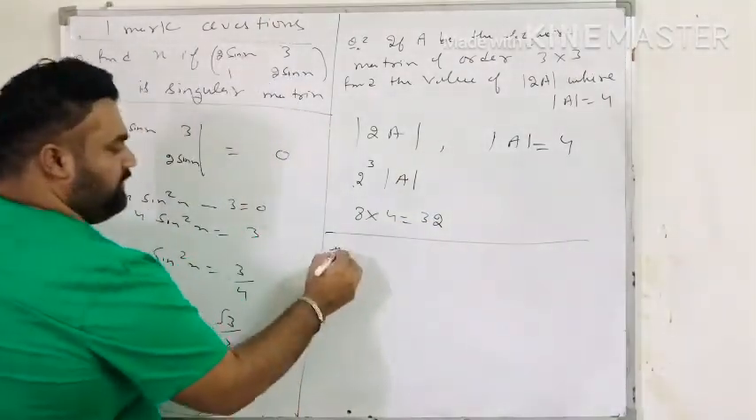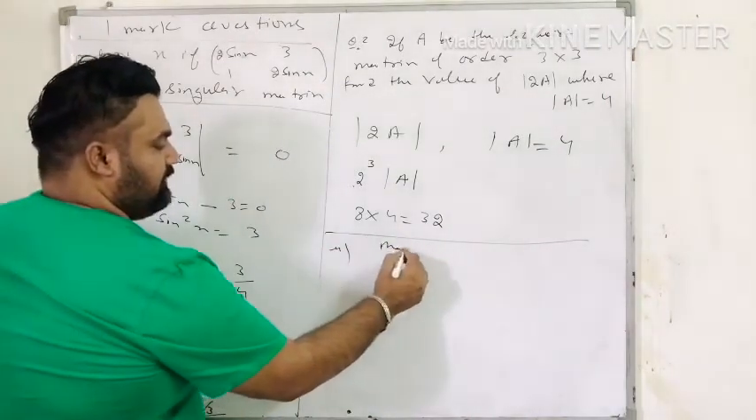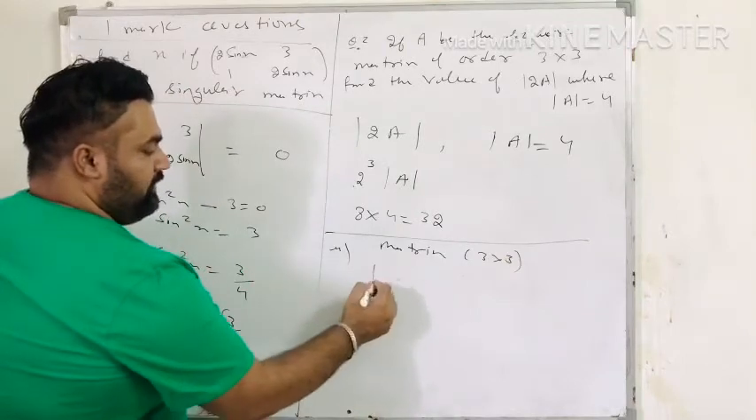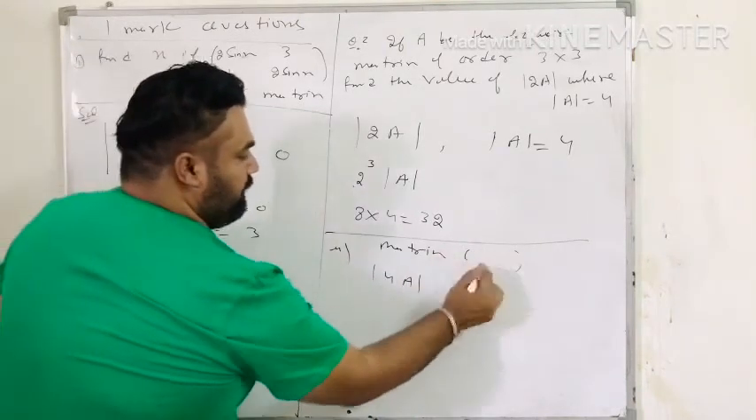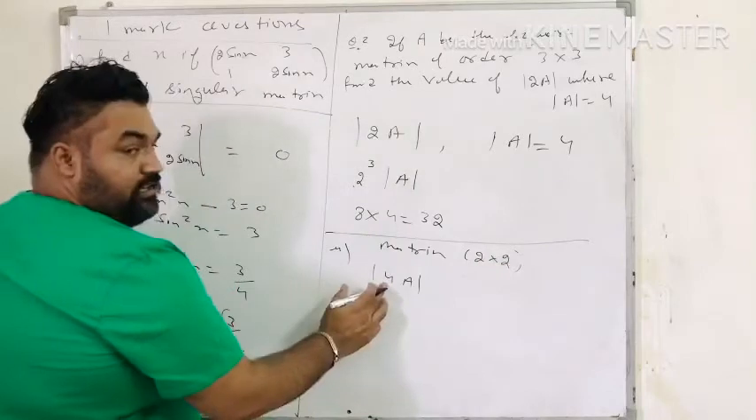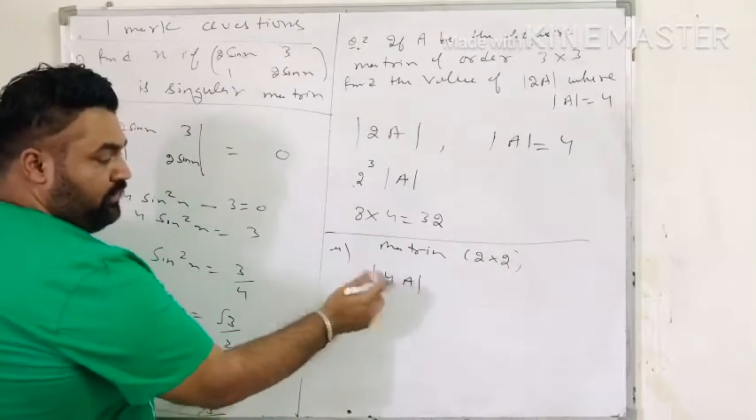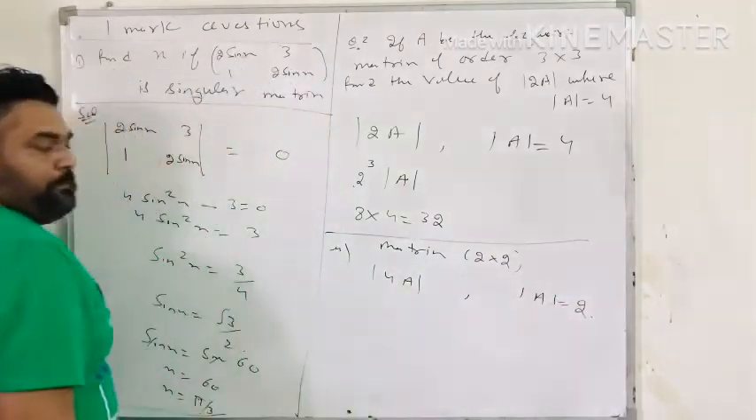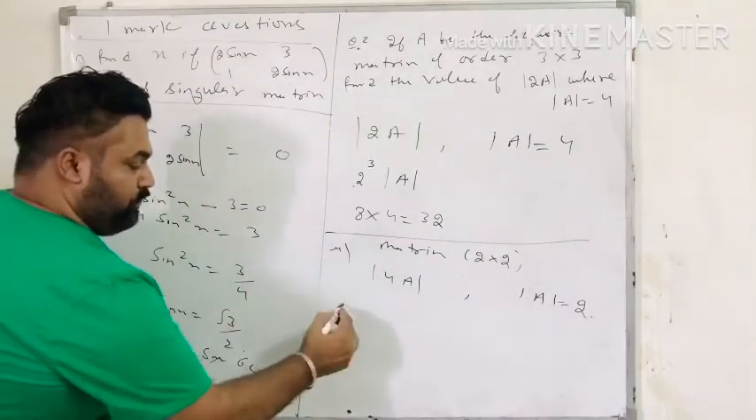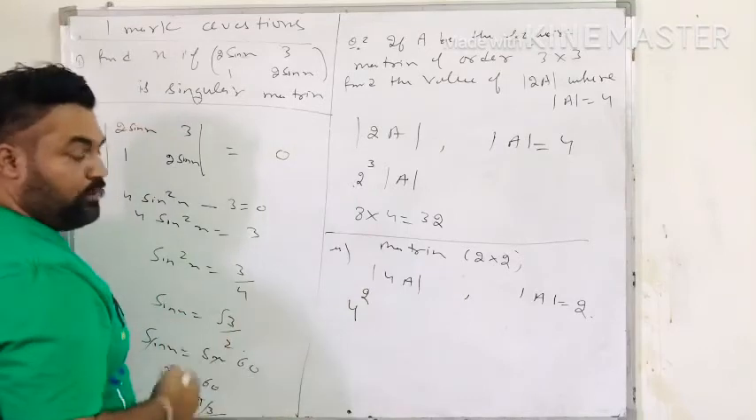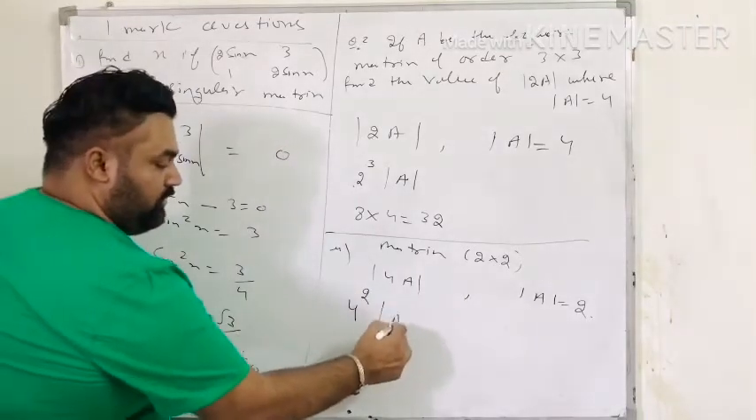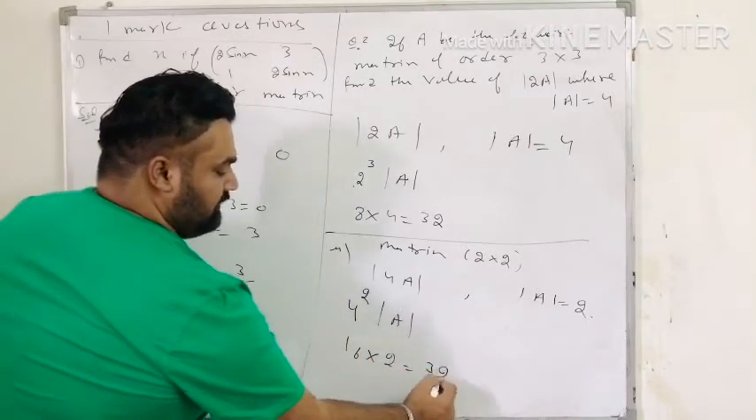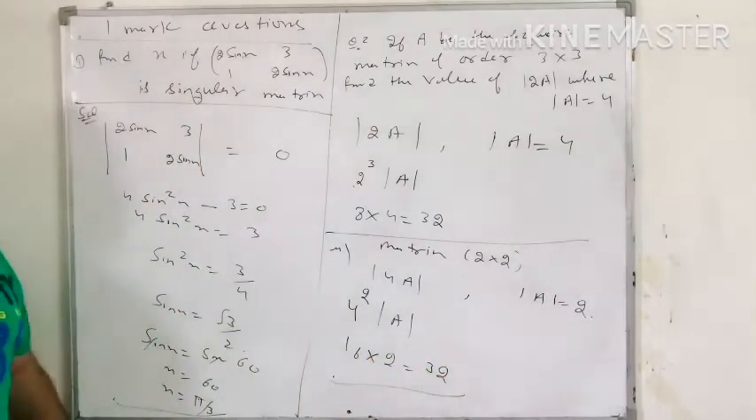Similarly, if the matrix is 3 by 3 and the question is 4, matrix is 2 by 2, and we have to find the determinant 4A, where determinant A equals 2. Now determinant 4A equals 4 square, because order is 2 by 2. Determinant A is 16 into determinant A, the value of determinant A is 2. The answer is 32.